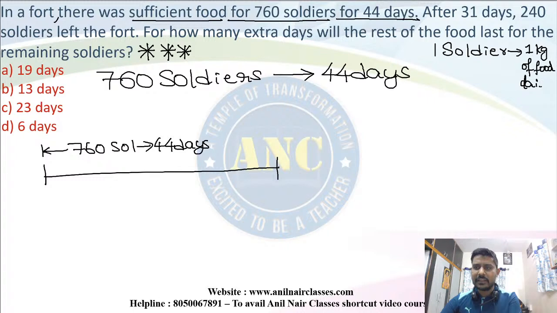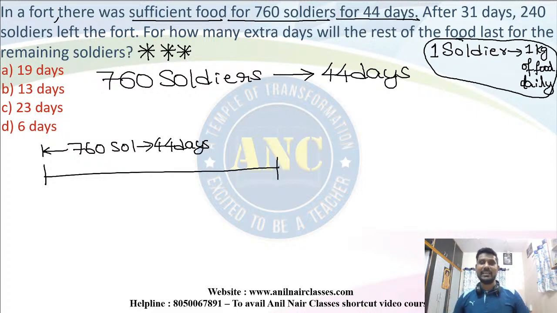If I assume like that, sir, why only 1? Why cannot he eat 2 kgs? I am restricting to 1 kg because 1 is an easy number to multiply with any other number. In the previous question, I already explained this concept. So I am assuming that 1 kg of food is eaten by 1 soldier every day.